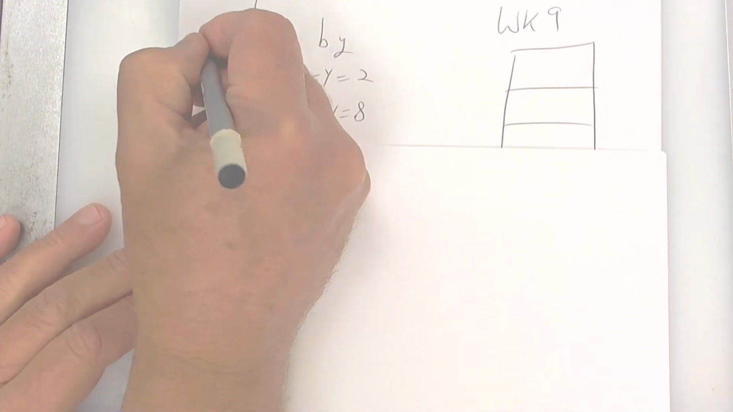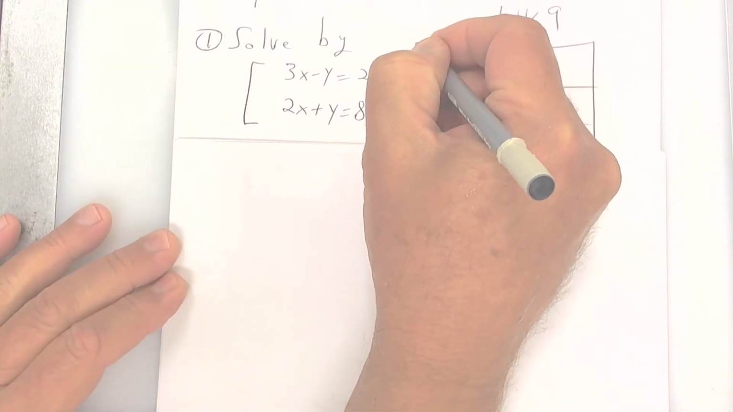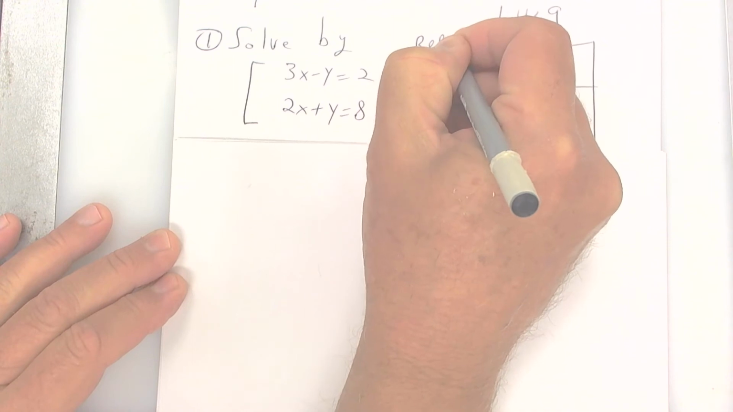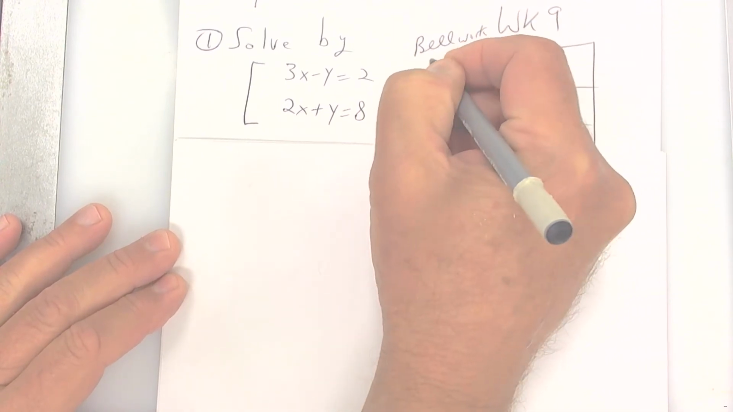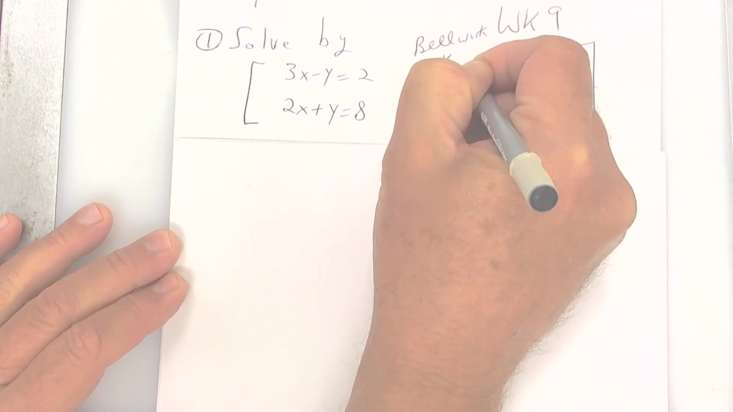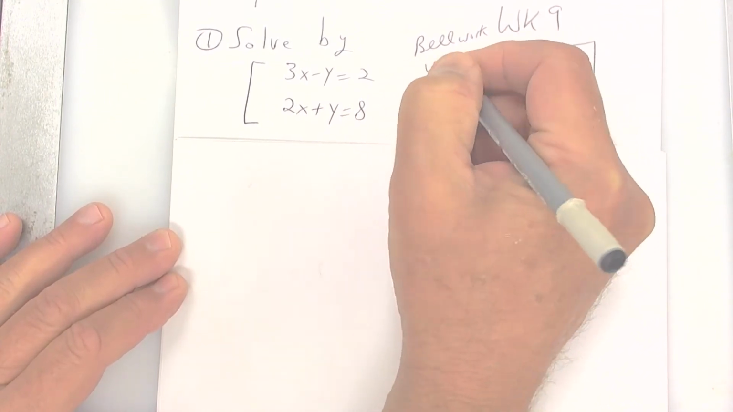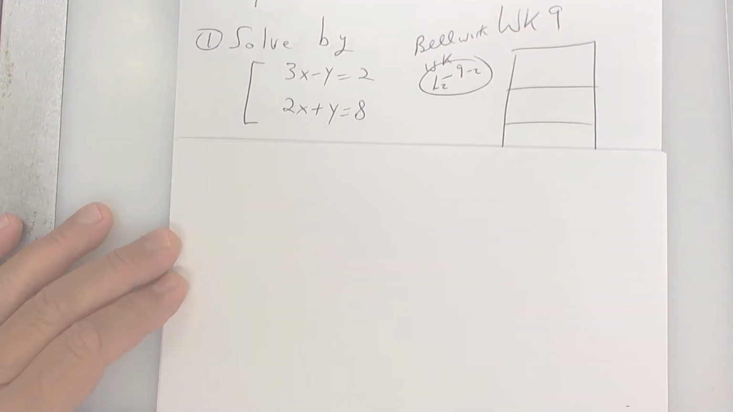So number one, and by the way, bell work is due this Friday. Week 9, 1 through 9 rather. Okay, 9 weeks. I only want 9 pages.